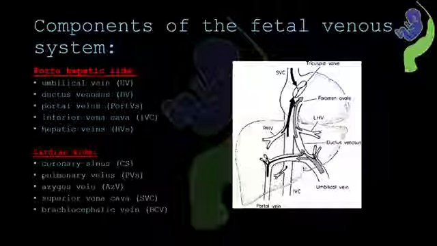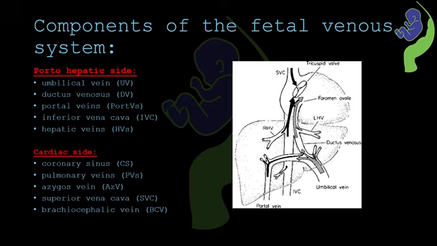Now coming to the cardiac side, the coronary sinus drains venous blood from the myocardium and delivers it into the right atrium. Coming to pulmonary veins, they carry oxygenated blood from the lungs to the left atrium. Remember, there are only two veins in our body that carry oxygenated blood. One is the umbilical vein in the fetus and the other one is the pulmonary veins.